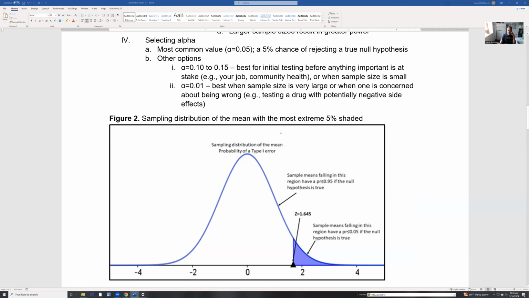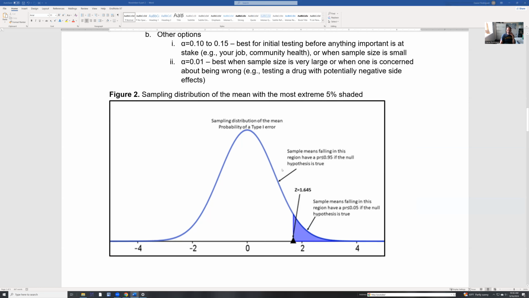So we pick our level of alpha depending on the situation. It depends on what's at stake. Most people use a 5% chance of a false positive result. That's this purple area. This is the upper 5% of the distribution. But sometimes we'll choose a smaller area, like alpha equals 0.01. We do that when we have to be really careful about a false positive result. For instance, if we're testing a drug that treats some disease but has serious side effects, we want to be really, really sure that we're right.